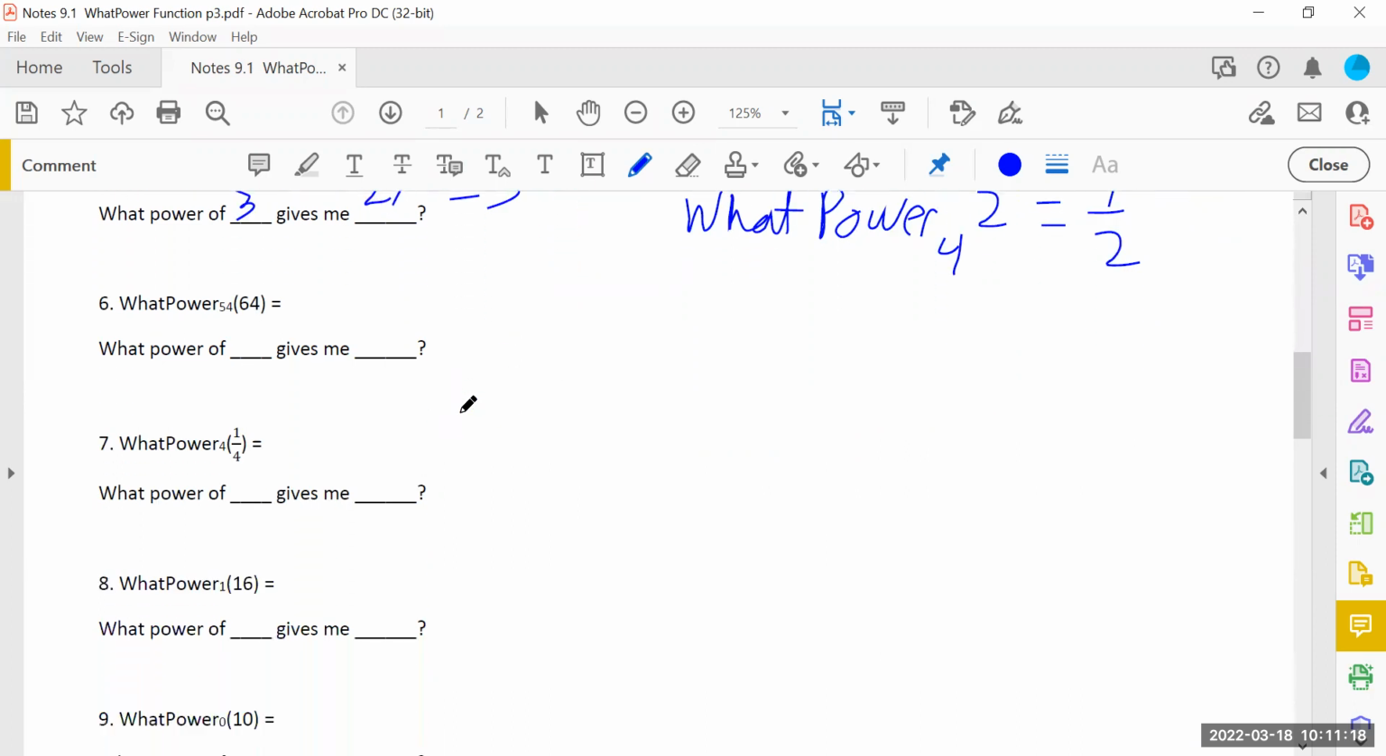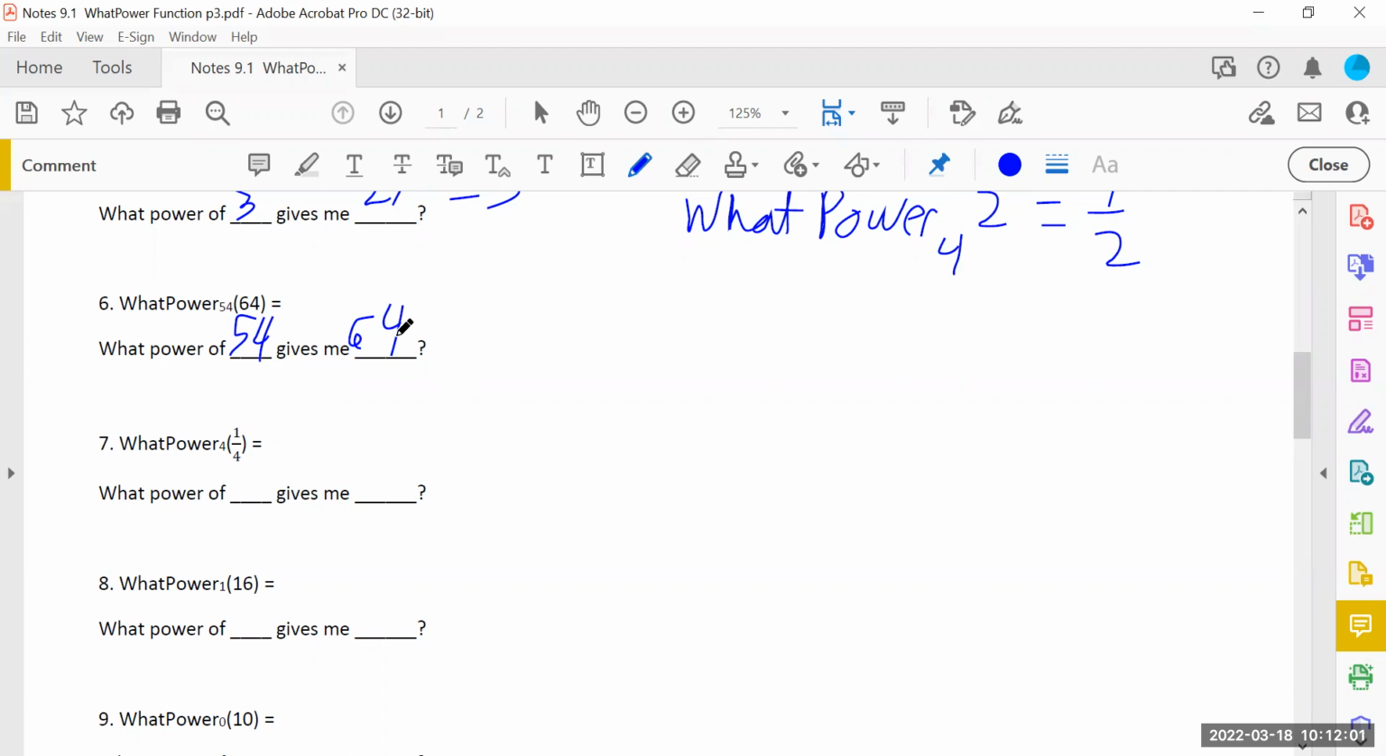This one, number 6. Whoever made this several years back, I think there's one of two things going on here. Either they made a mistake when they wrote it, or they wanted to show you something that's coming up later on. So let's assume that they did this on purpose. What power of 54 gives me 64? So the problem is that that's not going to be a nice answer. 54 to the first power is 54. Is everybody good with that? And that's smaller than the 64 that I want. But does everybody agree that 54 squared is going to be way too big?